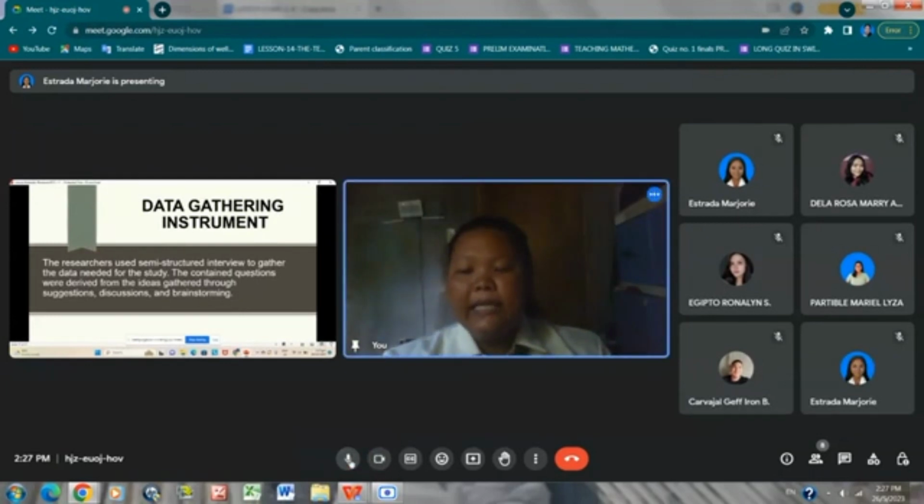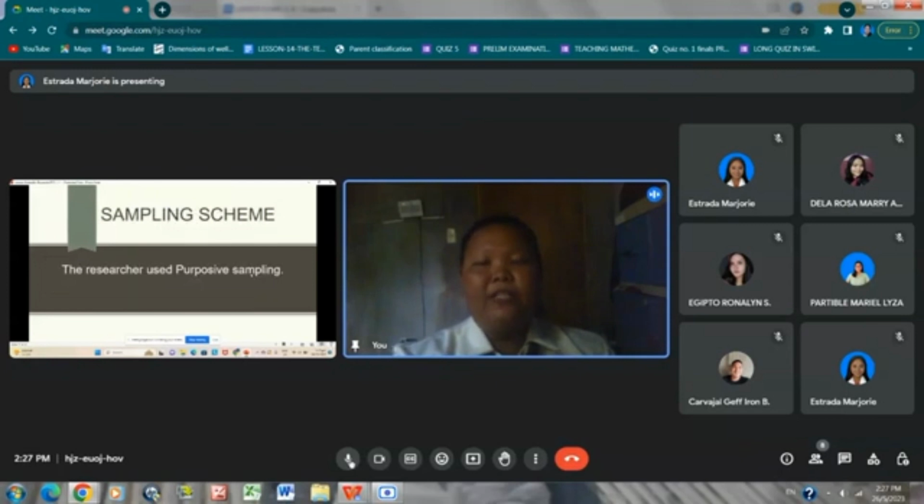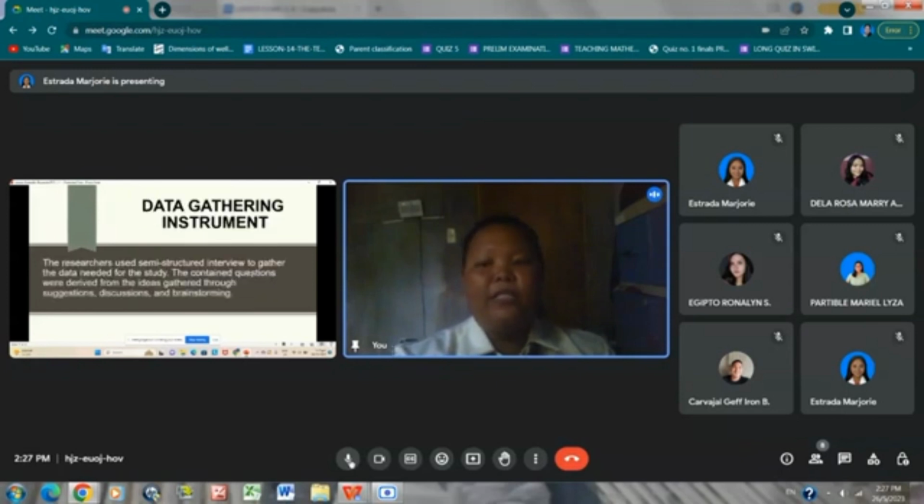Now, the data gathering instrument. The researcher used a semi-structured interview to gather the data needed for the study. The questions were derived from the ideas gathered through suggestions, discussions, and brainstorming. The validation of the semi-structured interview is founded on Lincoln and Guba 1985 about the trustworthiness of the instrument.